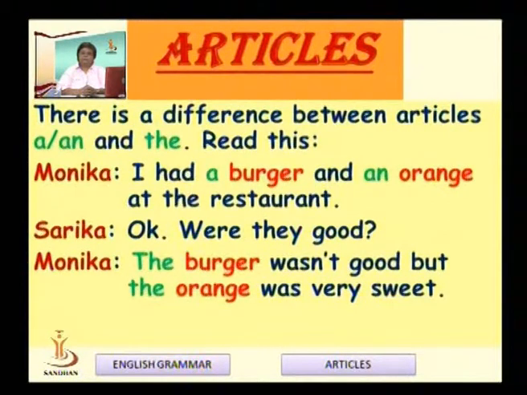However, in Monica's next dialogue, what does she say? The burger wasn't good, but the orange was very sweet. So why did Monica use the article a initially? And why did she then change it to the later on? What happened? There has to be some explanation. What can be this explanation?